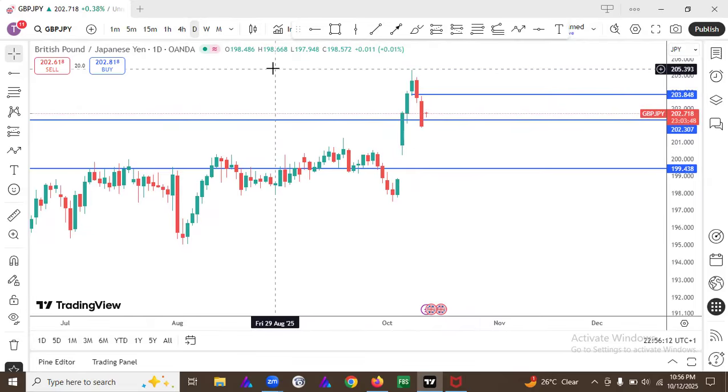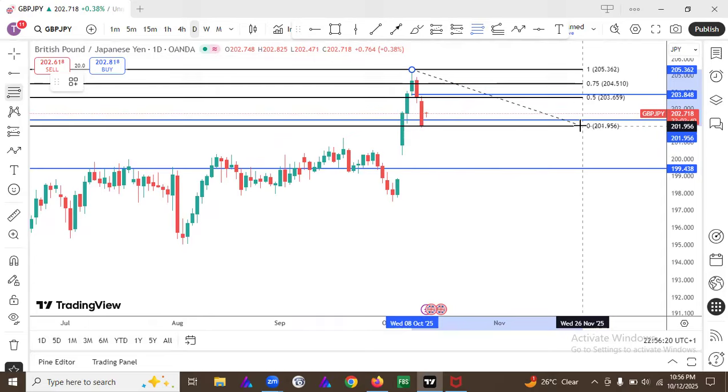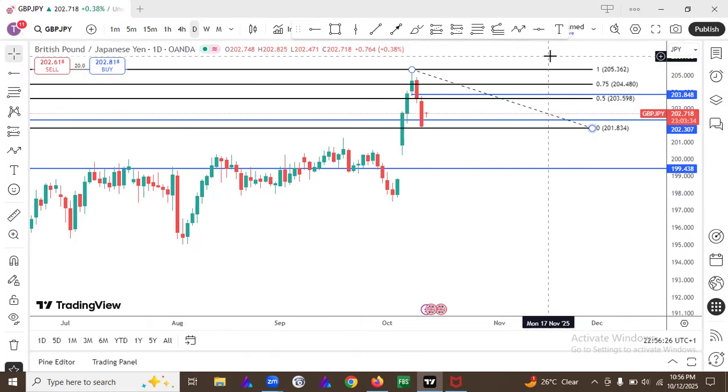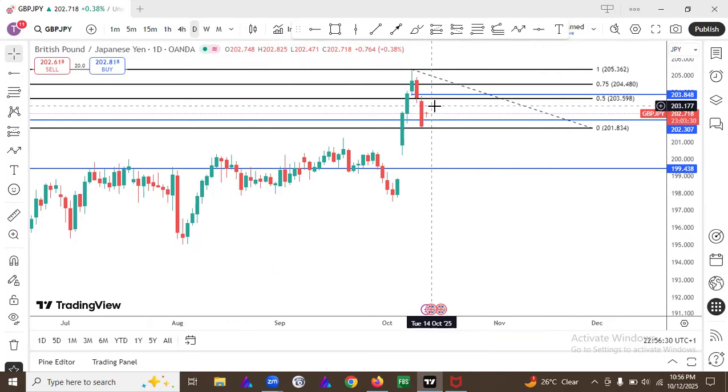You want to wait for price to pull back to the premium area. Let's apply our Fibonacci from this swing high to this swing low. We want to wait for price to pull back to at least 50%. That's the equilibrium level before you sell. You don't want to sell from this point.